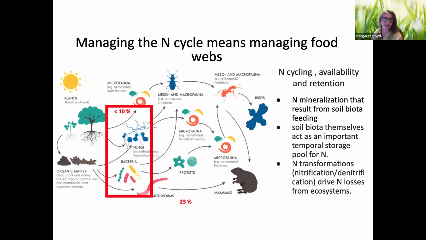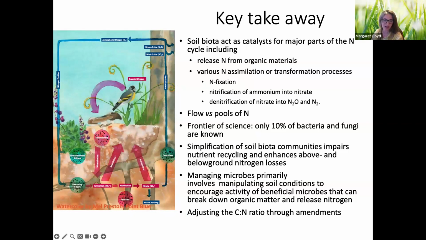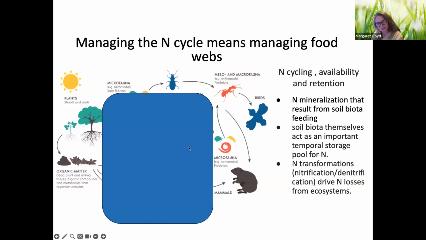And as producers or land managers, typically you're only seeing these macroorganisms: ants, birds, beetles, mammals. You're seeing some smaller organisms as well. But what is important to remember is that their presence is an indicator of smaller organisms in the soil. And so they're feeding on the bacteria and fungi that are lower down in that food web.